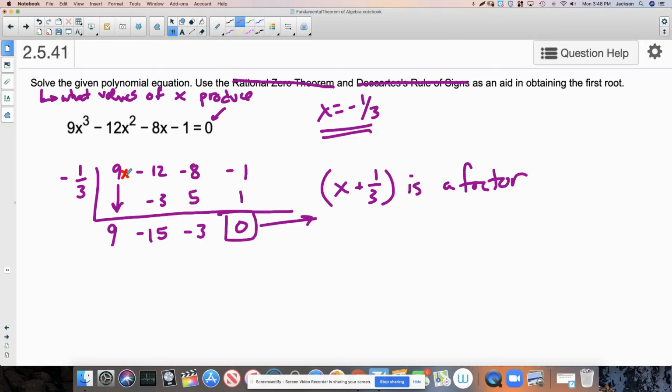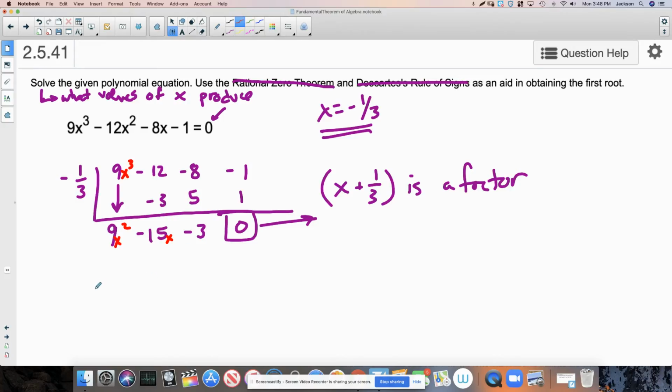This represents 9x cubed. Every time we do a division like this, a synthetic division or a long division, we end up with one less from the exponent. So 9x cubed, now it's 9x squared. This is minus 15x, and this is just a constant, right? These always get knocked down by 1.